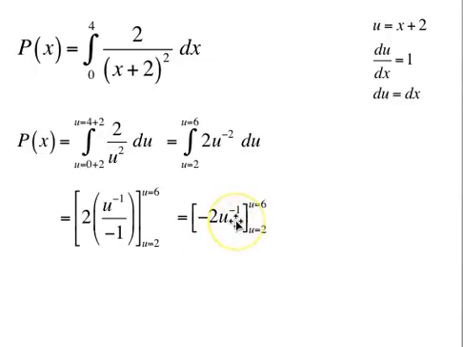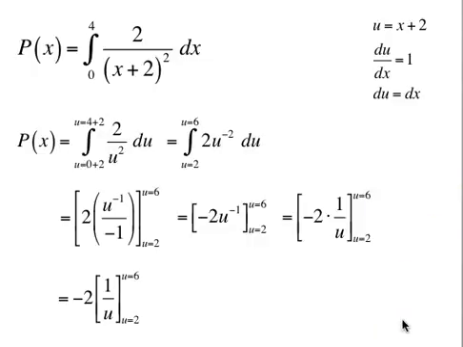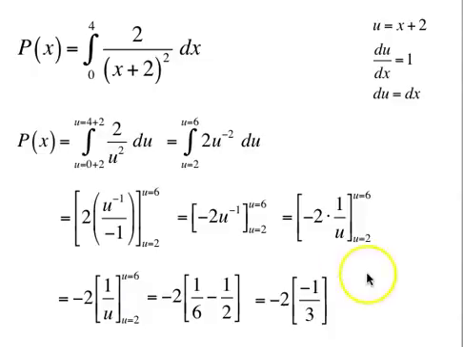But what does u to the negative 1 really mean? Of course it means 1 over u. So we have negative 2 times 1 over u as u ranges from 2 to 6. And I'm just going to pull the negative 2 out to make my life a little easier. So this will be negative 2 times (1/6 minus 1/2), which gives us negative 2 times negative 1/3. So the probability that an appliance will last between 0 and 4 years total is about 2/3. So at the end of 4 years, 2/3 of those appliances will no longer be functioning.